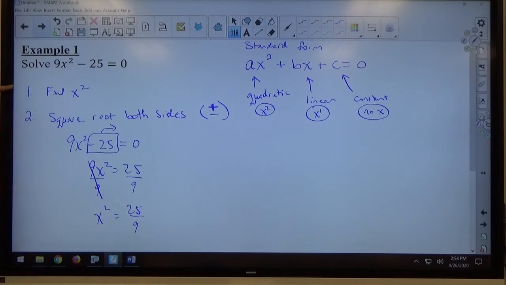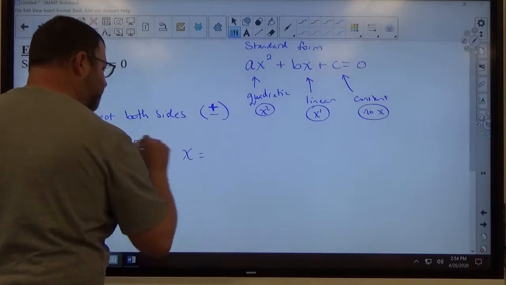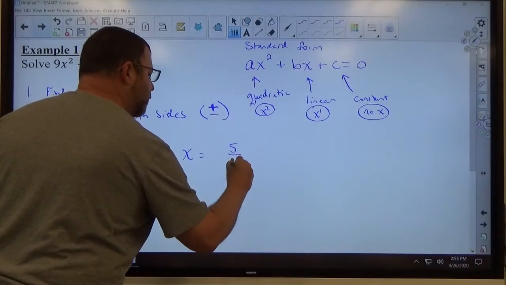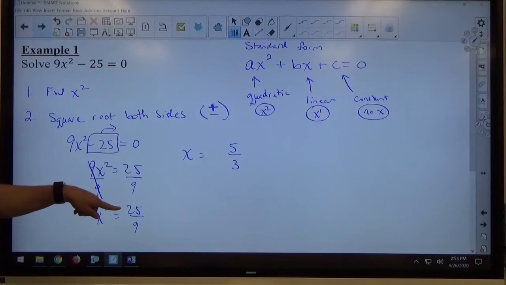Okay, so that's the first thing you need to do. Find x squared. And again, that's at most 2 steps. Move the constant to the other side, change the sign, divide by the coefficient if there is one. All right. If there's no coefficient, you're already at that point at that moment. So, second thing to do, square root both sides. You're going to have a quadratic x squared object here. The square root of x squared is x. To square root a fraction, you simply square root the top number, square root the bottom number. So the square root of 25 on top is 5. The square root of 9 on the bottom is 3.